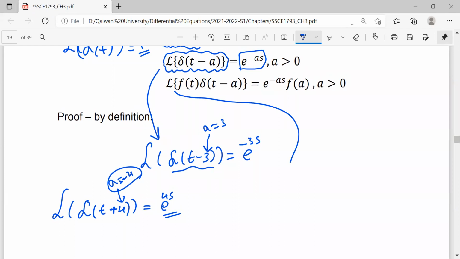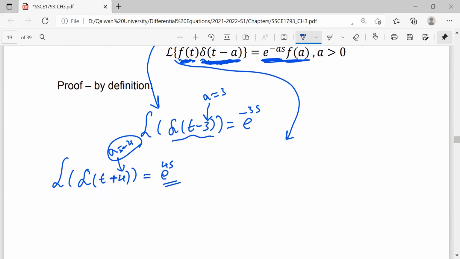And the third one, here, we say the Laplace transform of f of t multiplied by the Dirac-Delta function of t minus a equals e to the power minus as times f of a. Here we should first determine what's f of t and what is a. Then we just replace them here. We just substitute there. Let's take an example.